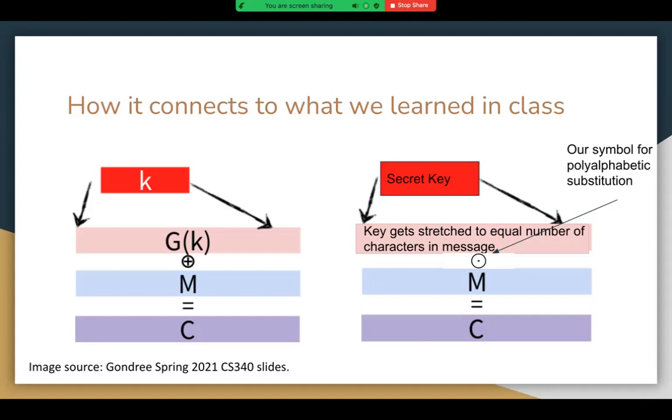that would give you the ciphertext for a stream cipher. So for our encryption, we also have a secret key. The key is stretched to the equal number of characters in the message. And we have our own symbol, which we have named COR, and that's our symbol for polyalphabetic substitution. So we take the key, we COR the key with the message, and that gives you the new ciphertext.